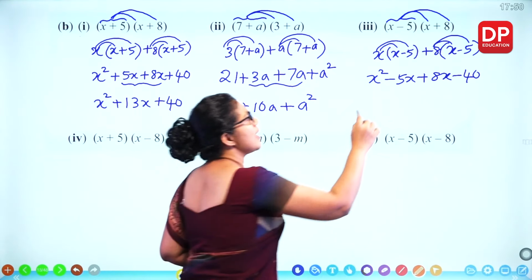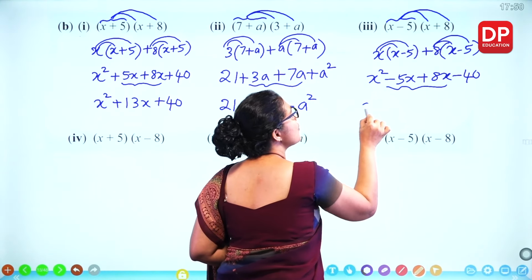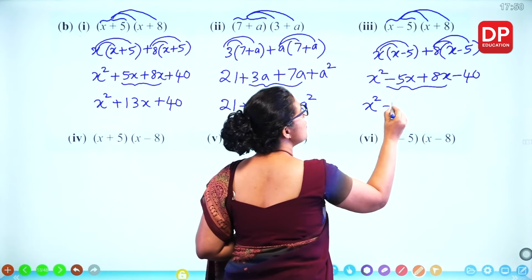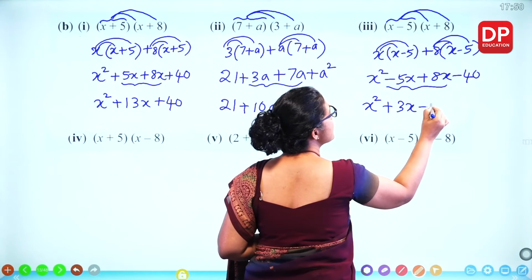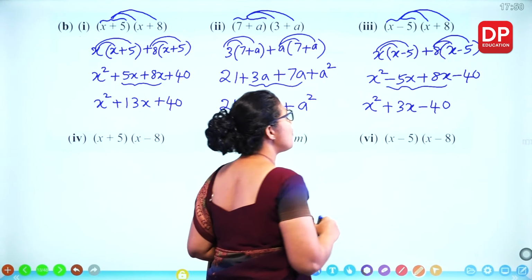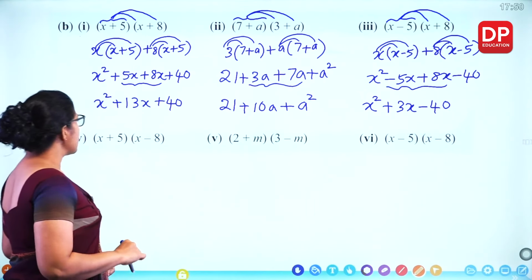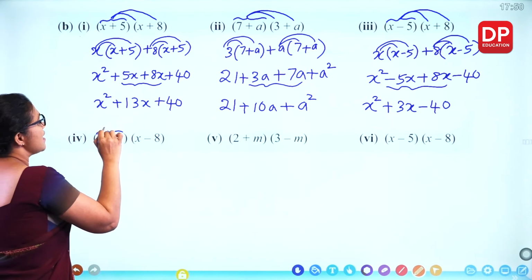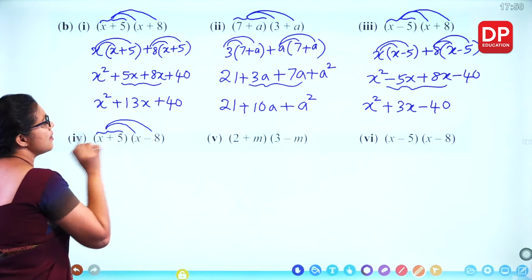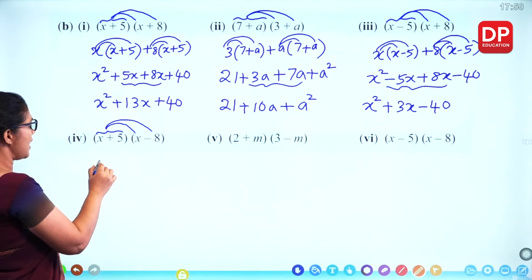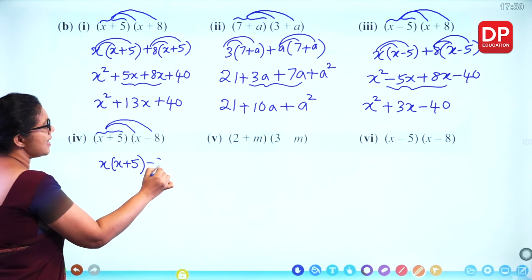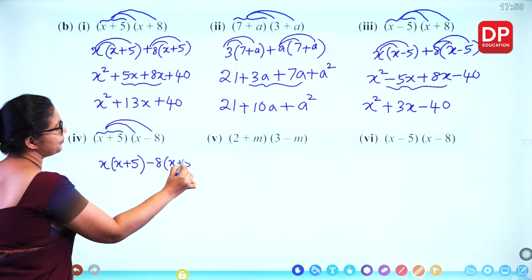Now again, you can simplify here. You get x squared plus 8 and minus 5. You will end up with 3x minus 40. Now we'll take this one. Similar to the previous one, take this and this as one expression and expand brackets. So you get x with x plus 5 minus 8 with x plus 5.